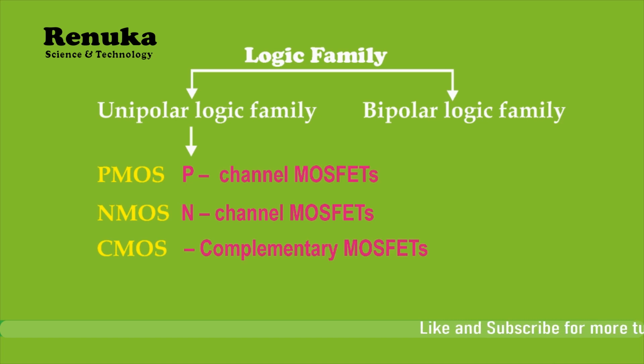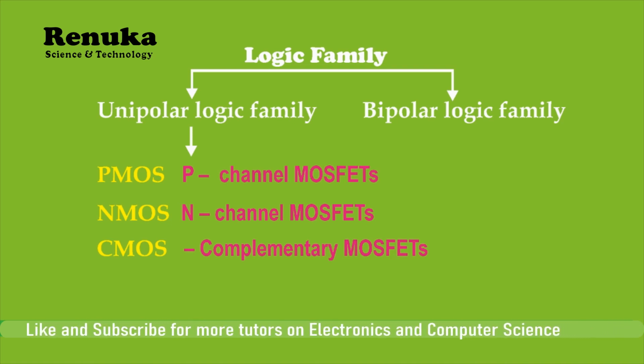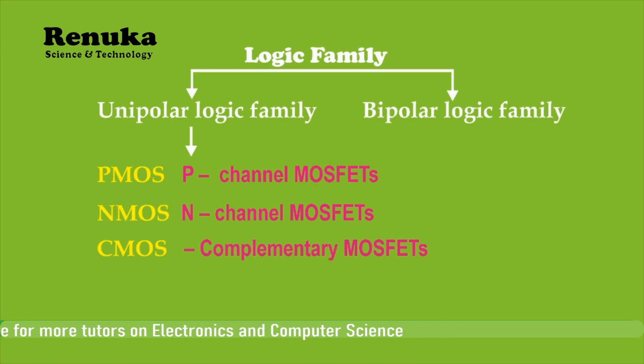So that is why that device is called MOSFET. So these are called unipolar gates. Now, if the logic families or logic gates are constructed using this type of devices, that whole combination will form a unipolar logic family. There are three types of metal oxide semiconductor logics. One is called p-type, another is called n-type, and the third one is called complementary MOSFETs.